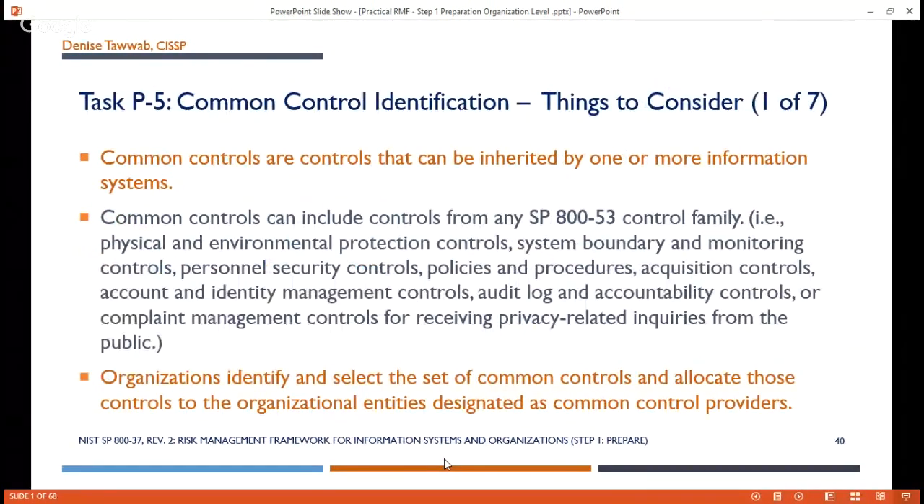When you're identifying your common controls, keep in mind that common controls are controls that can be inherited by one or more information systems in the organization. They can include controls from any of the 853 control families. What you're going to do is identify and select the set of common controls, and allocate those controls to the organization entities designated as common control providers. So somebody is going to be the provider for those common controls.